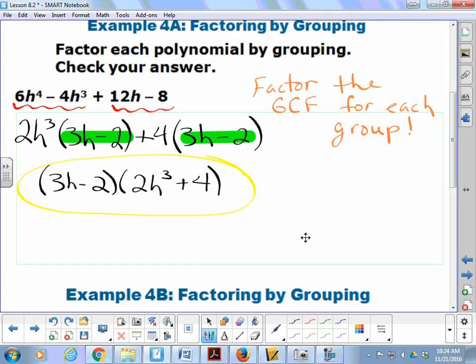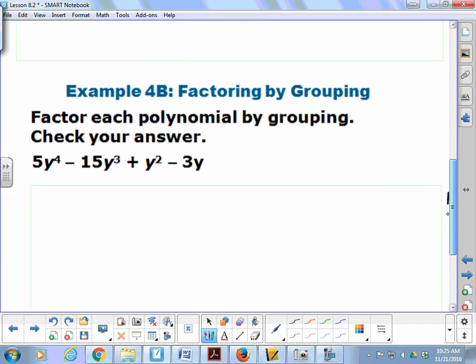So it says factor by grouping. We take the first two terms and factor out the greatest common factor. Take the last two terms and factor out the greatest common factor. And then we have to factor the greatest common factor again. So we're really doing it twice. Let's look at another one.